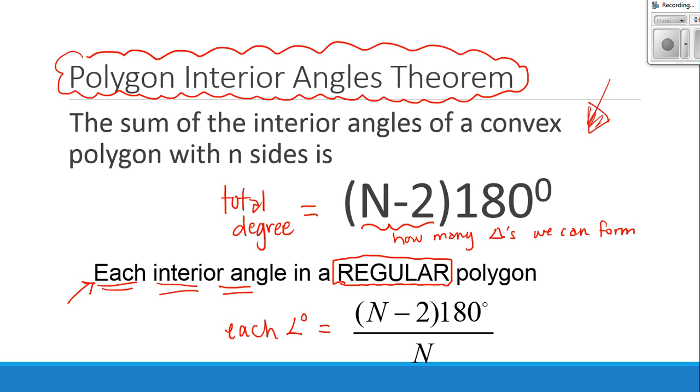So both of those formulas are very important. Hopefully you have them written down. Okay, let's do a couple of examples.